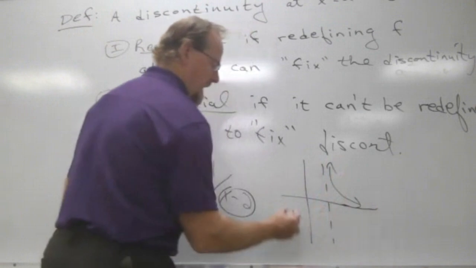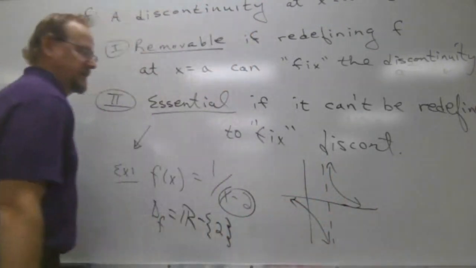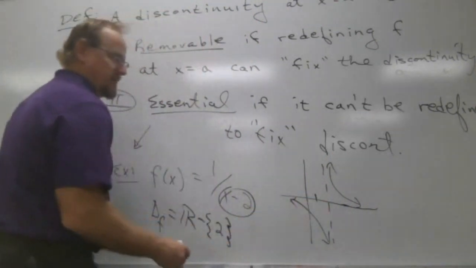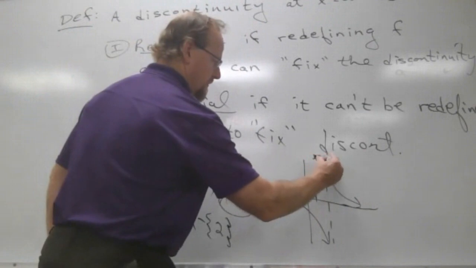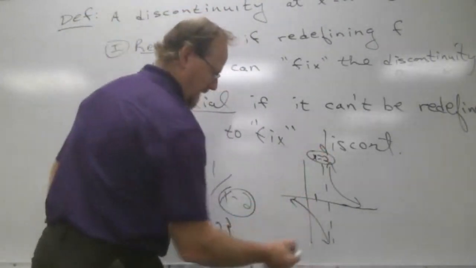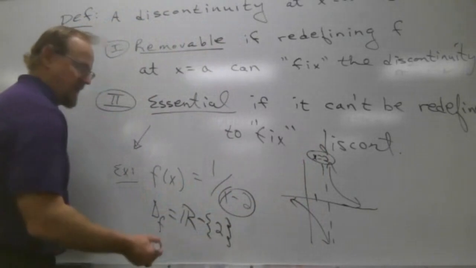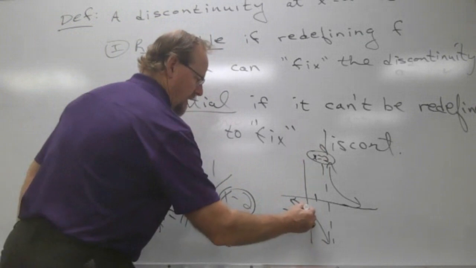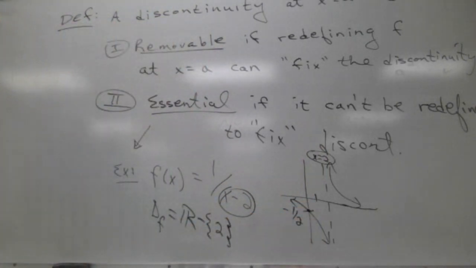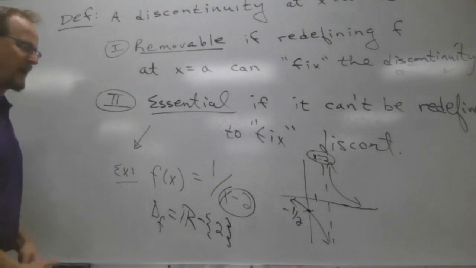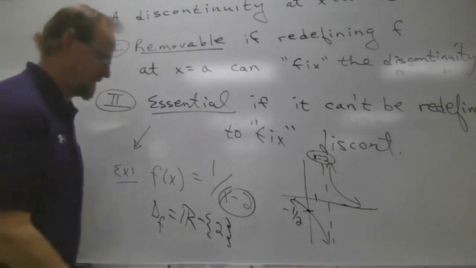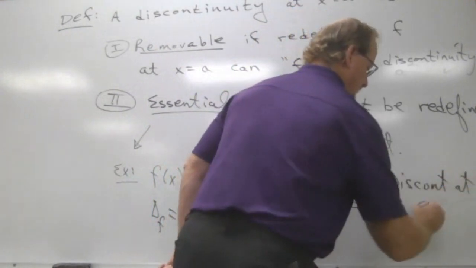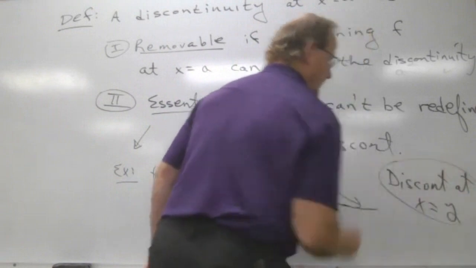This is also something we were looking at in section 1.7. So x equals 2 is the vertical asymptote, and we get something like this. If I plugged in 0, I get minus a half, crossing the y-axis, so I have a scale on both the x and the y-axis. But this is discontinuous where? At x equals 2.